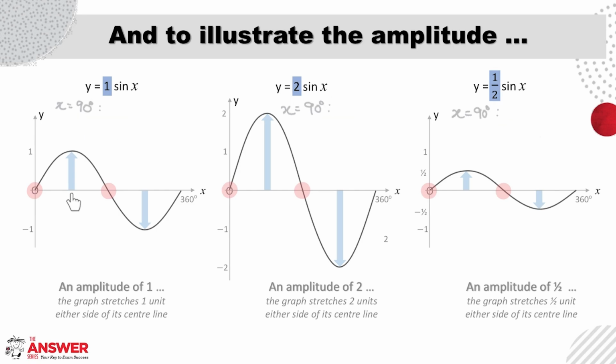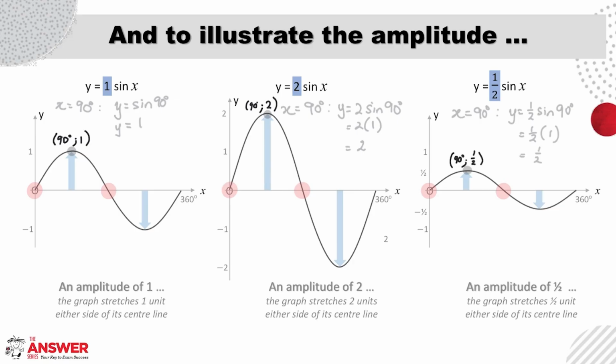Well, here y will be sine of 90, which is 1, and for y equals 2 sine x, y will be 2 times sine of 90, which is 2 times 1, and so y's value will be 2. And for y equals a half sine x, y will be a half times sine of 90, which is a half times 1, and therefore y's value will be a half. This shows then nice and clearly that the coefficient of the ratio is in fact the amplitude of that graph.